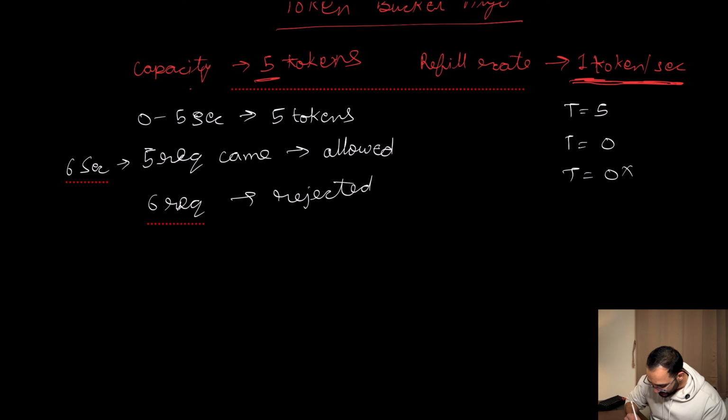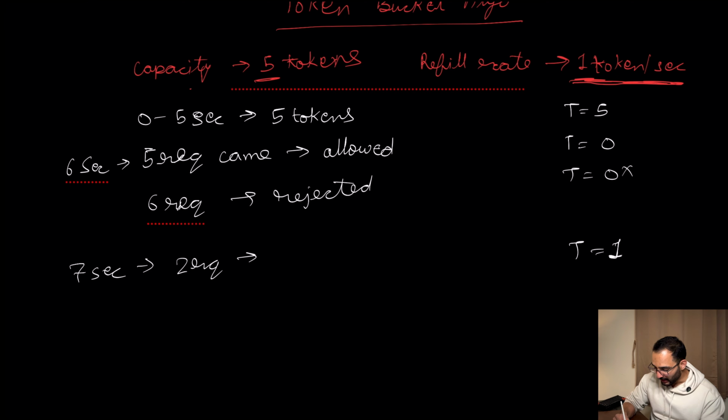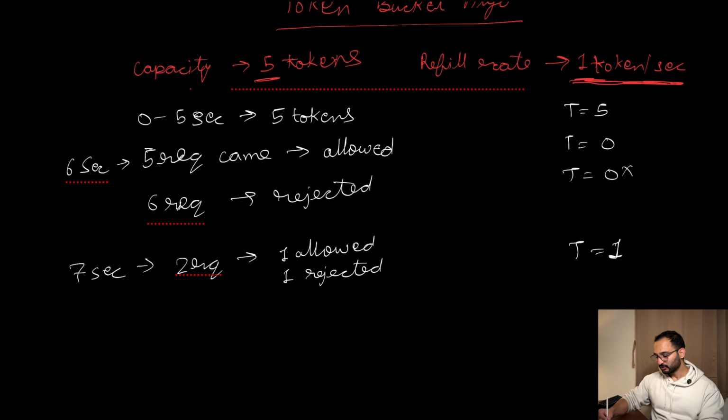Now, after 1 second, at 7 seconds, we got 1 more token because our token refill rate is 1 token per second. We got 1 token, and 2 requests came. Okay, so 1 will be allowed and 1 will be rejected, and again the token count becomes 0.